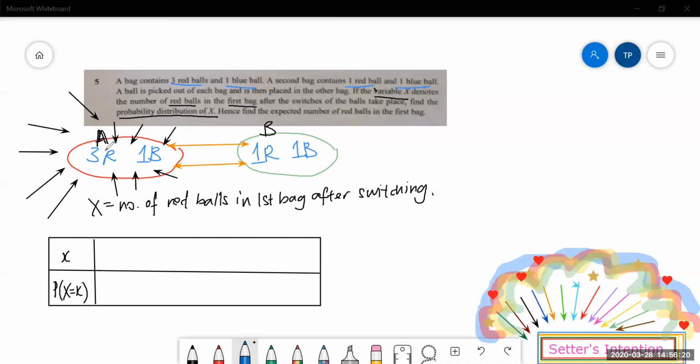So firstly, when we take out a ball from 3 red, 1 blue, Renee and Jamie, what are the possible number of red balls that can be inside bag 1 after switching? I don't know.